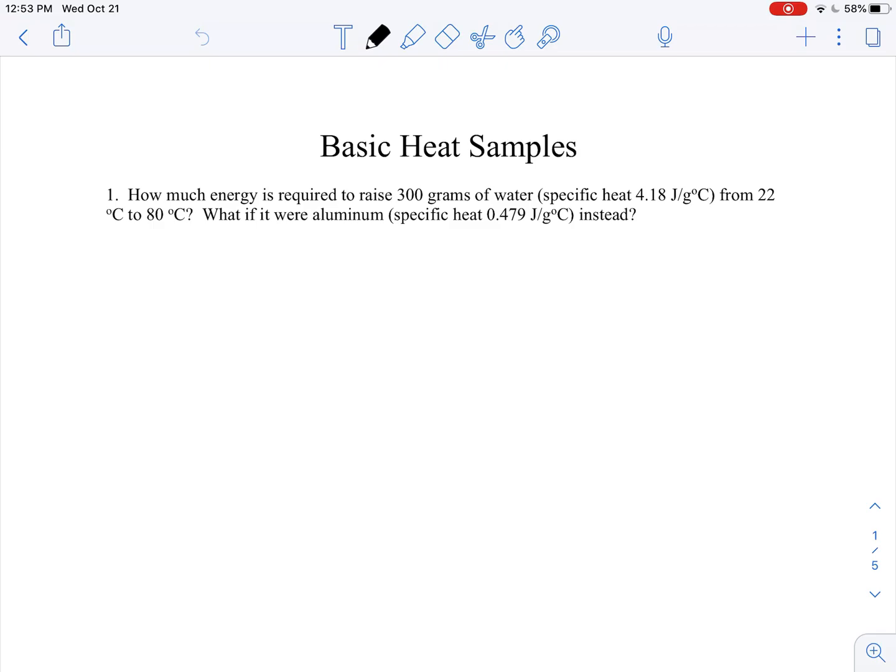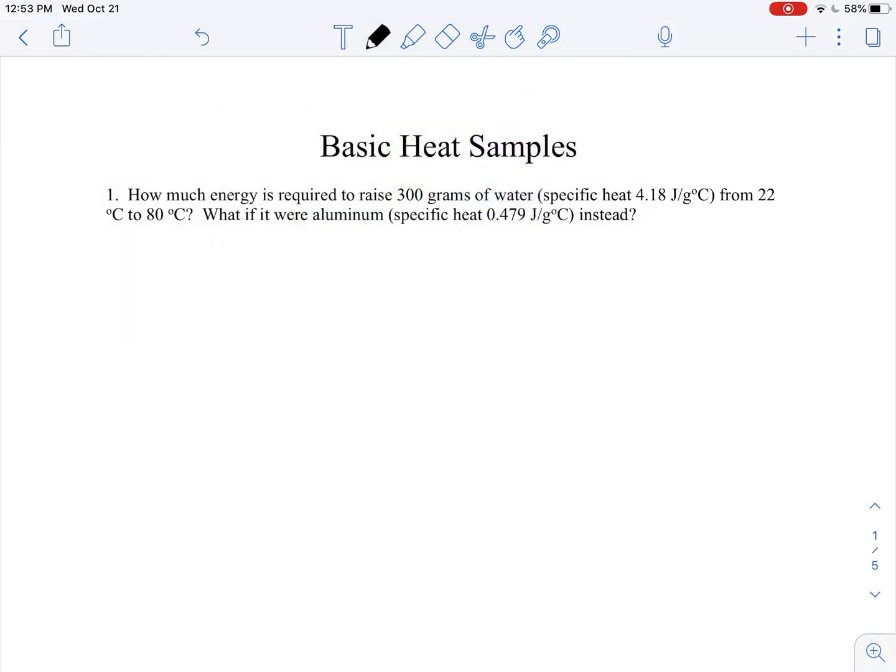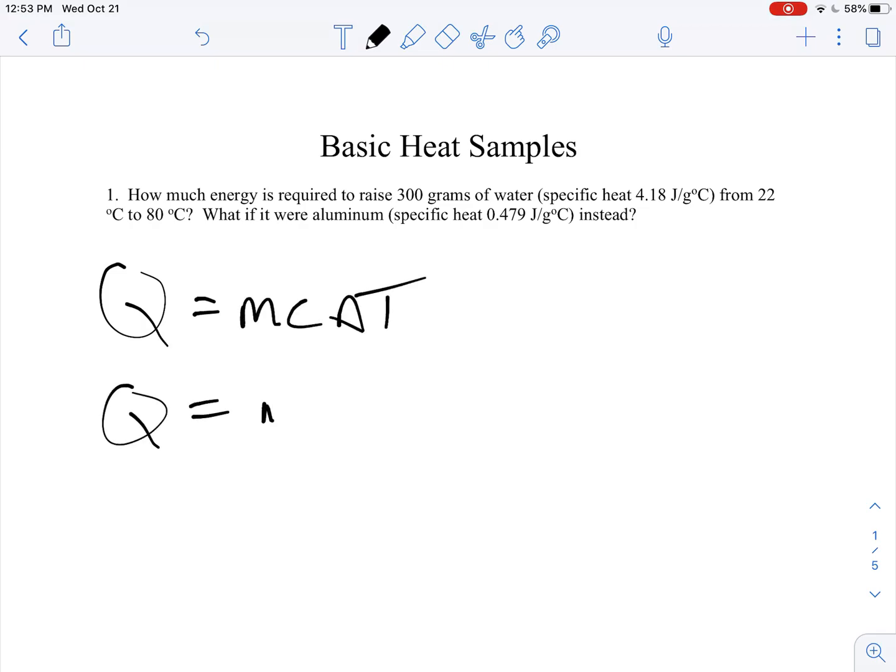Remember, we have three equations that we are going to use. The first is Q equals mc delta T. The second one is Q is equal to m times L. And then the third one is Q lost equals negative Q gained. So that is our calorimetry question.